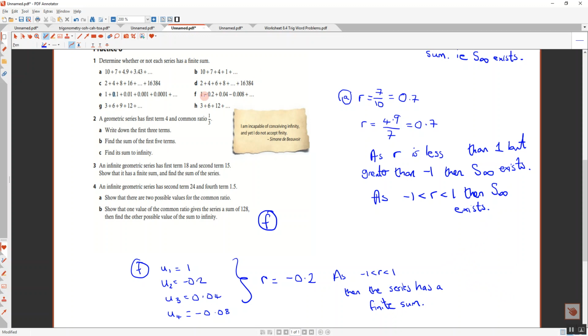So for F, it's just one is positive, one is negative, one is positive, one is negative. That's just letting us know that r is going to be negative because it's alternating.